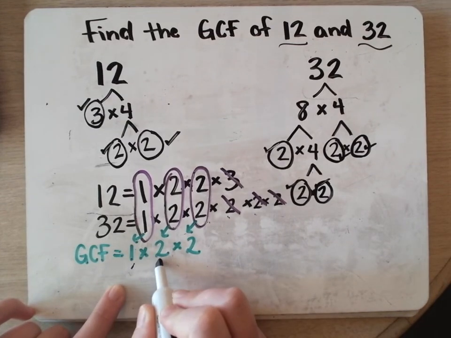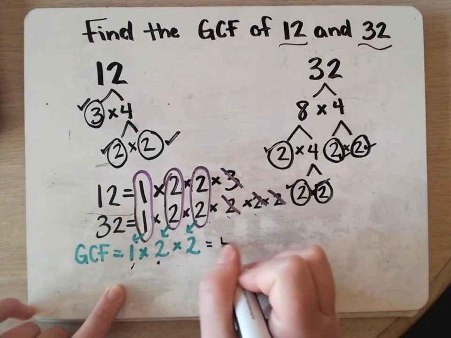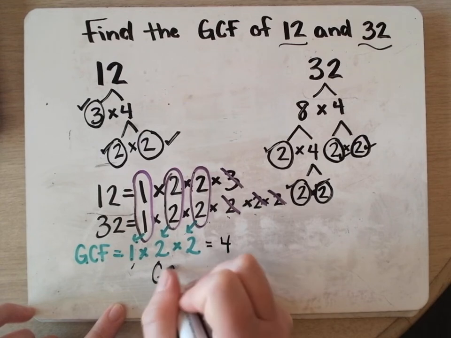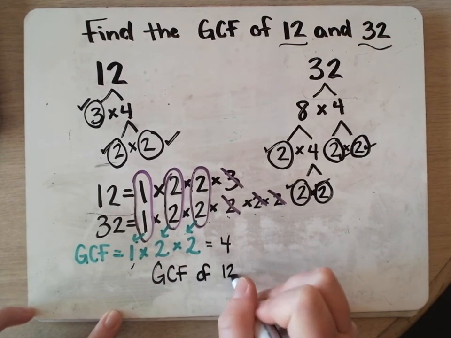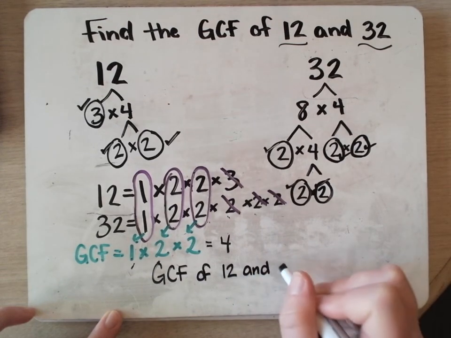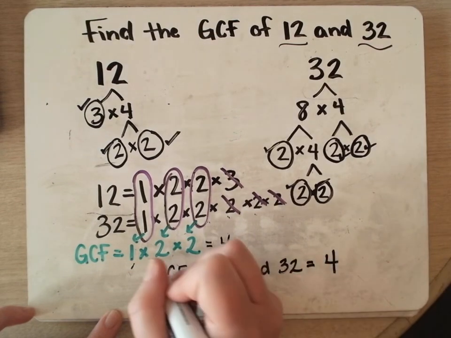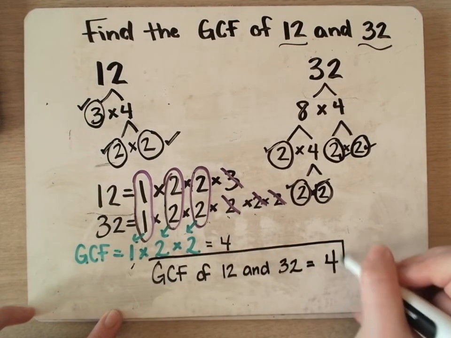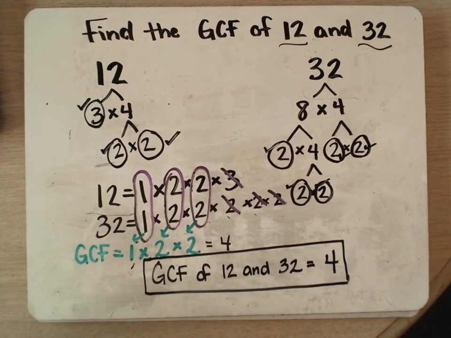Now, in order to actually find your GCF, you multiply this right here, just going from left to right. 1 times 2 is 2. 2 times 2 is 4. So your GCF, greatest common factor, of 12 and 32 equals 4. 4 is the largest factor both of those numbers have in common.